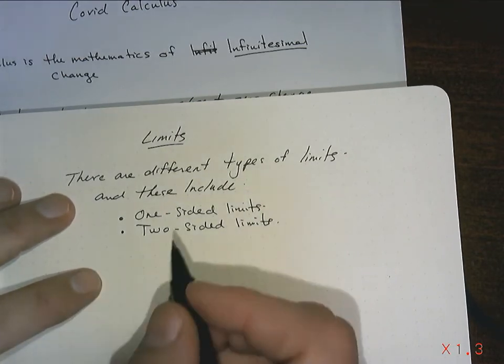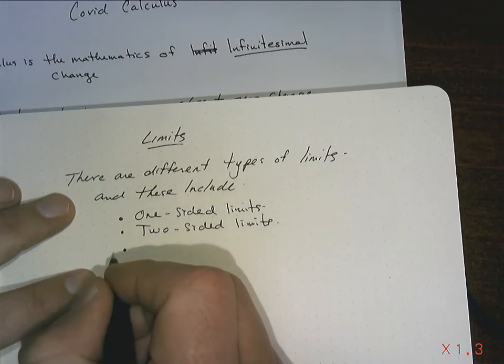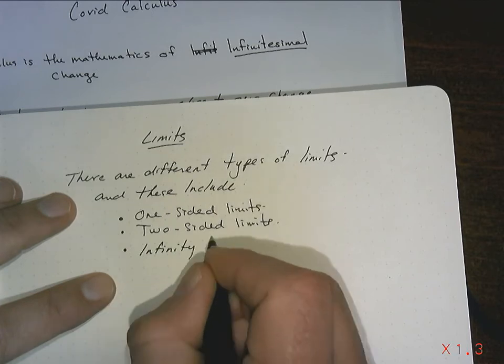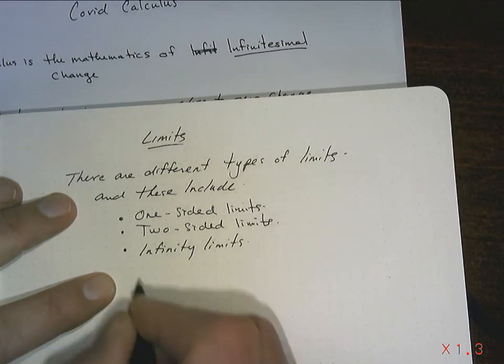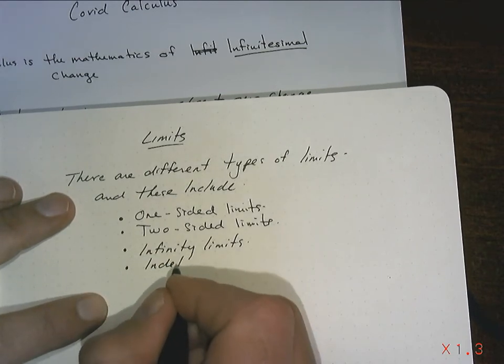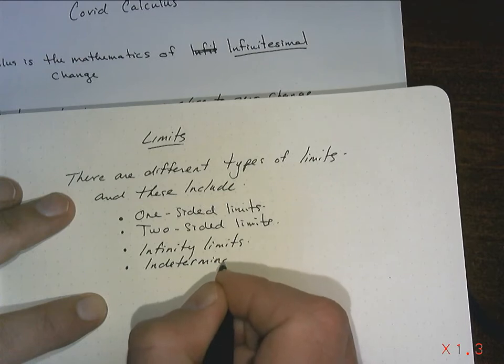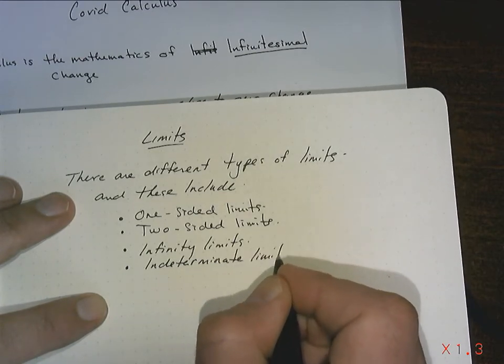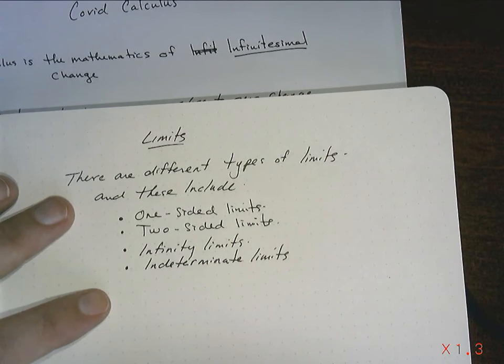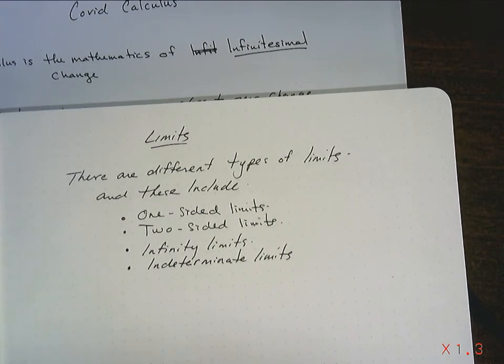We're going to talk about infinity limits. We're going to talk about indeterminate limits. If I use a word you don't know, which indeterminate is one of them, learn how to spell it. It's important. We'll talk about what it means later on. Right now, guys, you know nothing. So I've got to just start at the beginning and start using words and terms that you don't know, and we'll start building up our vocabulary.